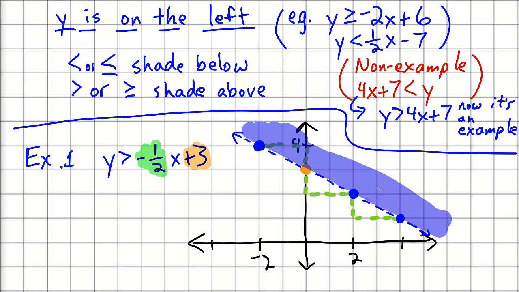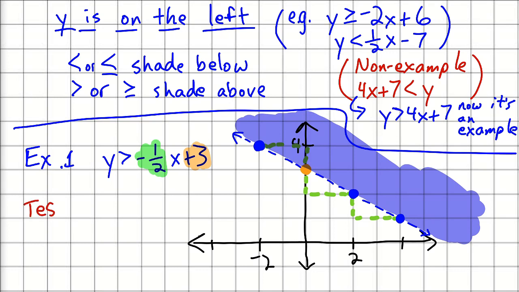So all of this, and it continues on forever like that, is part of the solution set. Every point in that shading is part of the solution set. So we can try a test point here. We can try any test point we want, in the shaded area or not in the shaded area, whatever we want.